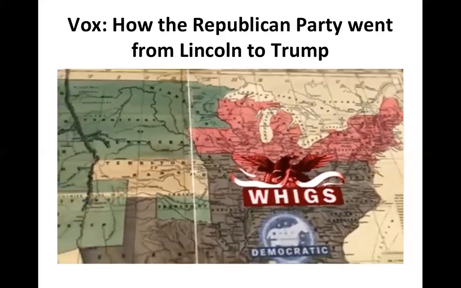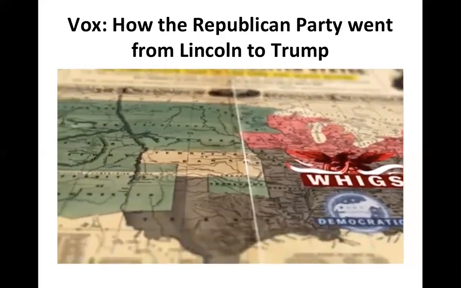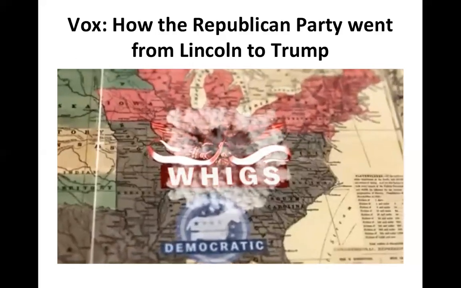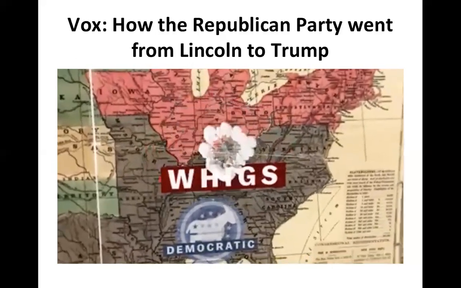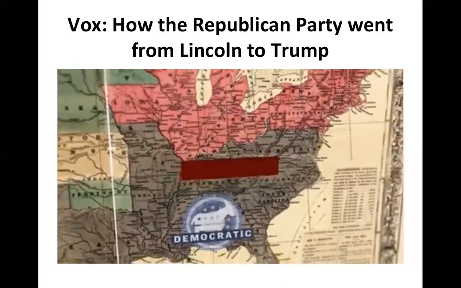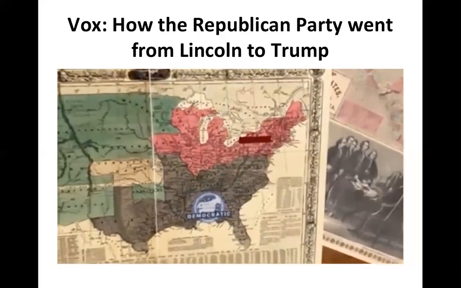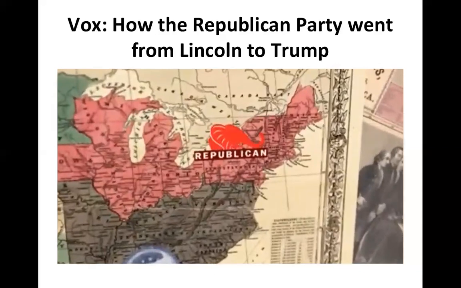So in 1854, the country is debating whether or not the territories of Kansas and Nebraska should allow slavery. The Whigs can't agree, and the party ends up collapsing. The former Whigs in the North form a new party that will fight against letting slavery expand any further. They call it the Republican Party.